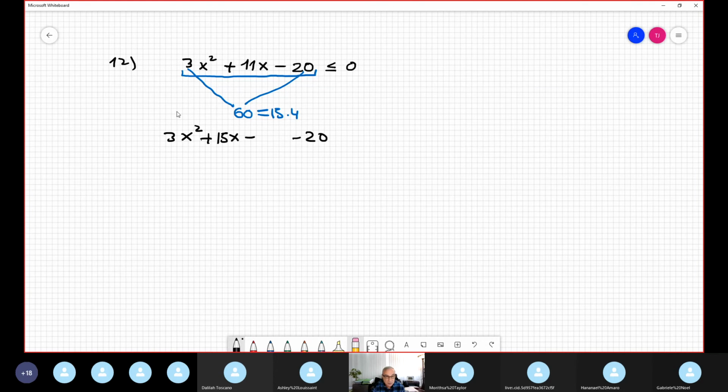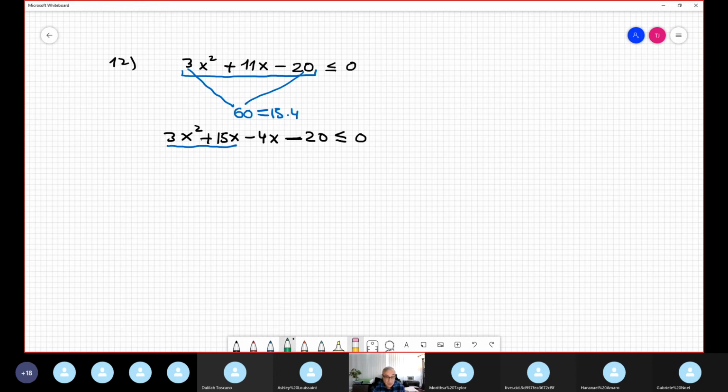15x minus 4x, using exactly the corresponding sign: positive 15 and negative 4. If you combine, 15 minus 4 is 11. So this expression is perfectly equivalent to the original, except that now it's ready for the factorization by grouping.